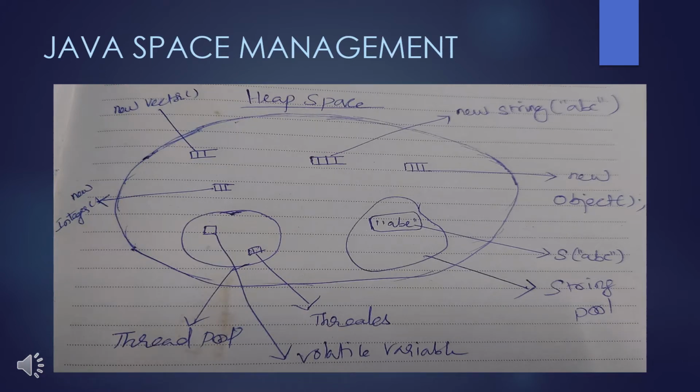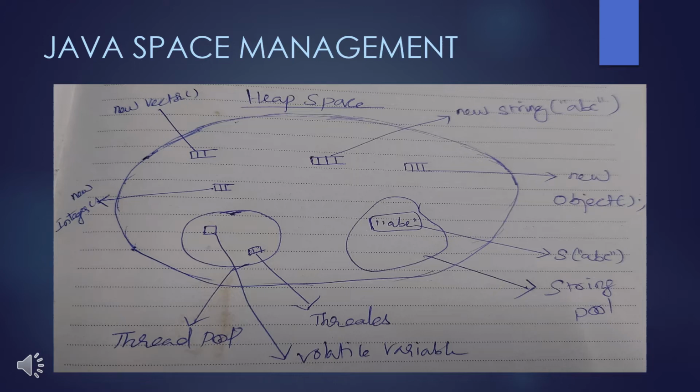So this is how Java space management will work. We have a total space in memory which works as the storage place for Java management, Java file operations, Java variable storage, everything. That space is called heap space. The whole bubble shape is representing the heap space.